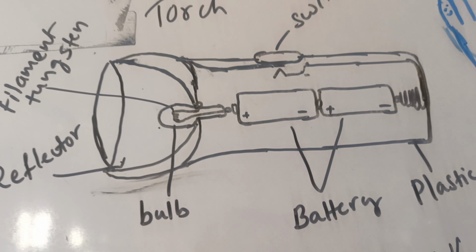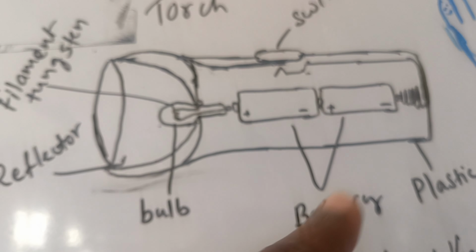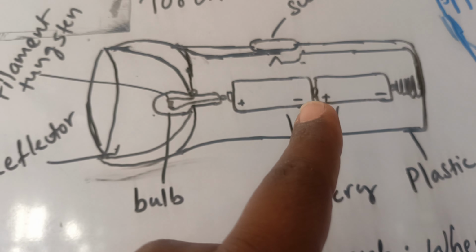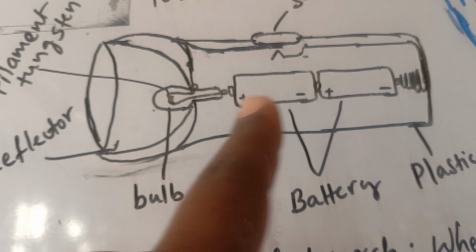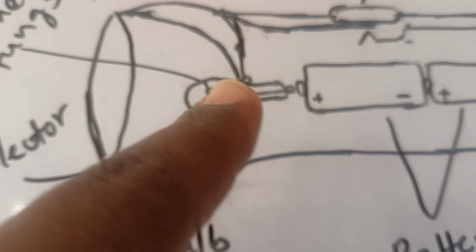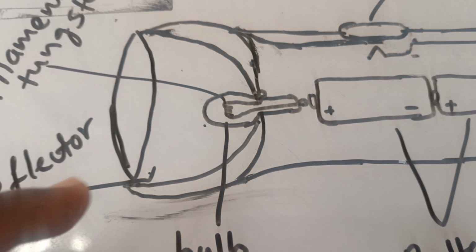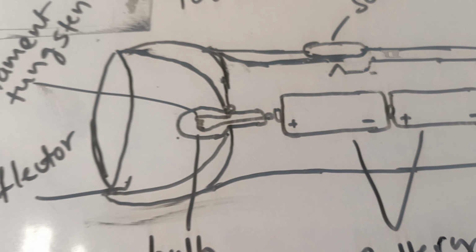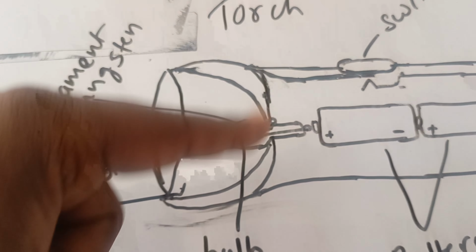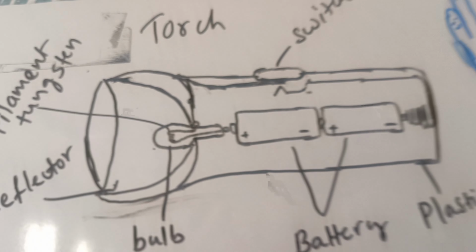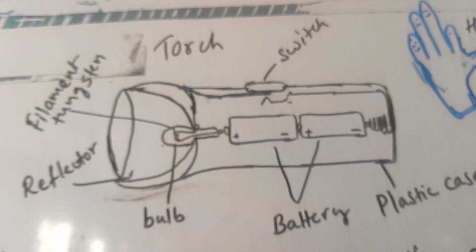How does it work? When the switch is on, the chemical energy in these cells or battery gets converted into electrical energy. The current flows from the positive terminal to the negative terminal. When it reaches the bulb, the electricity flows through the two terminals. Then it reaches the filament. The filament gets heated. This heat energy is converted into light energy. This is the reflector. It will enhance the light, and we will get a brighter light. This is the working of a torch.